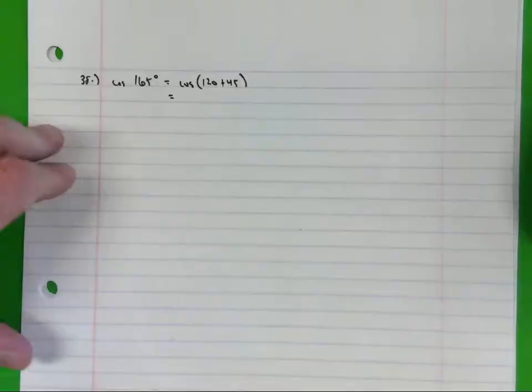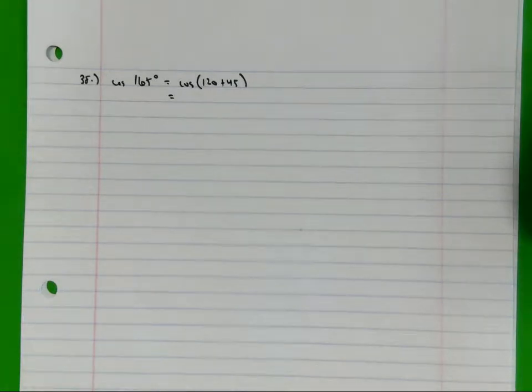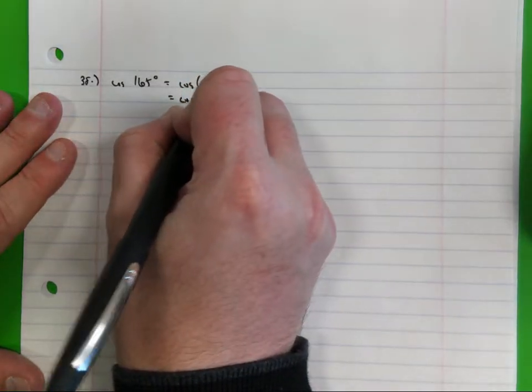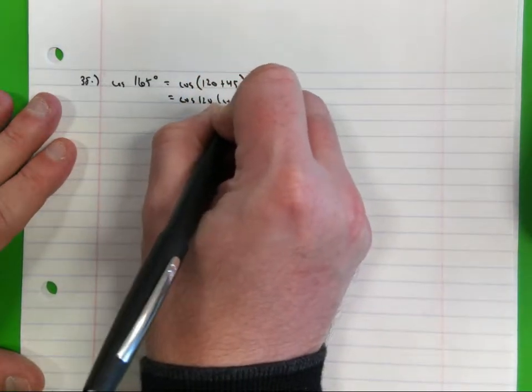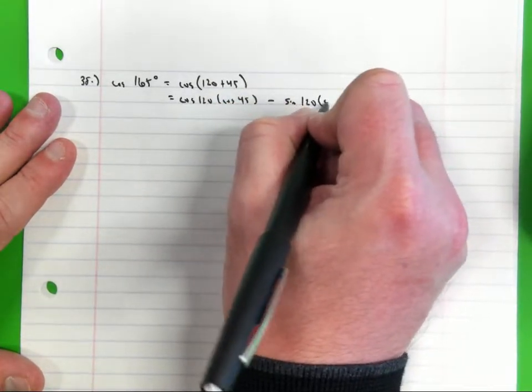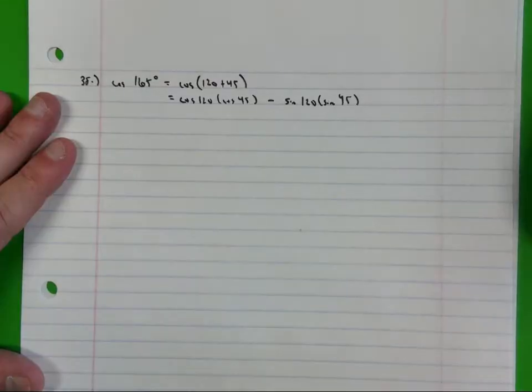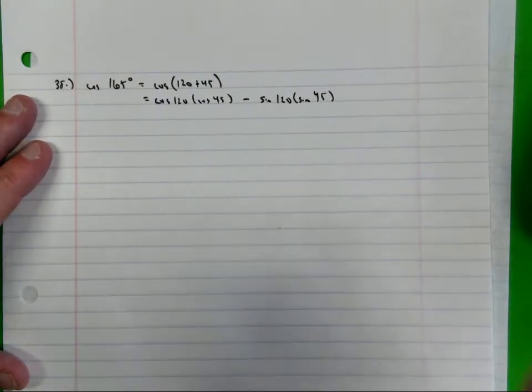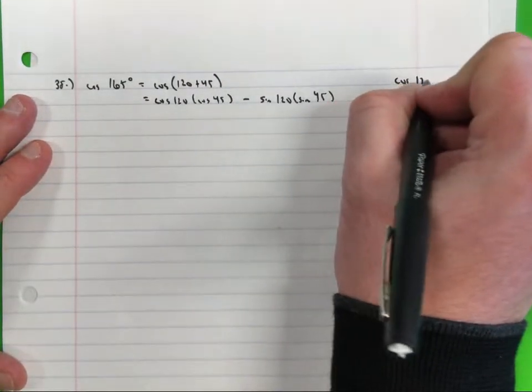Okay? So now I'm going to go look at my sum cosine, which is this pattern here. So cosine of the first one times the cosine of the second one minus the sine of the first one times the sine of the second one. Okay? Now, if you need to go over here and figure out what cosine of 120 is, please do that.